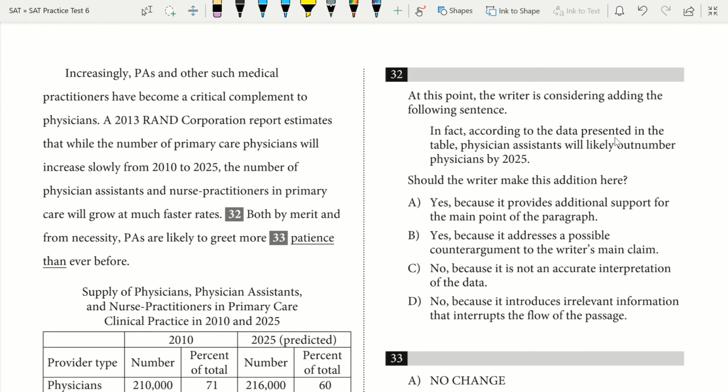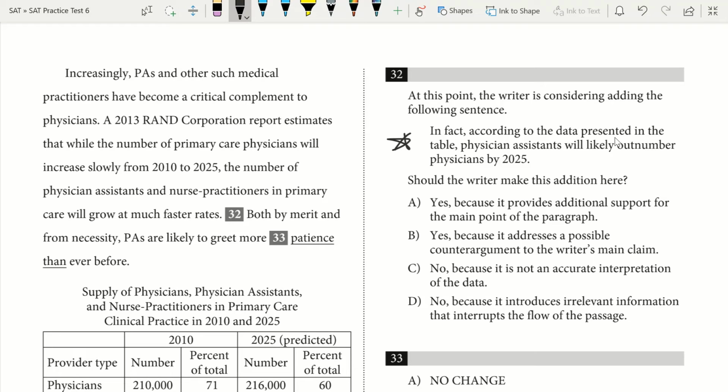Increasingly, physician assistants and other such medical practitioners have become a critical complement to physicians. A 2013 RAND Corporation report estimates that while the number of primary care physicians will increasingly slow from 2010 to 2025, the number of physician assistants and nurse practitioners in primary care will grow at much faster rates. Now we're asked, should the writer include the following? "In fact, according to the data presented in the table, physician assistants will likely outnumber physicians by 2025."